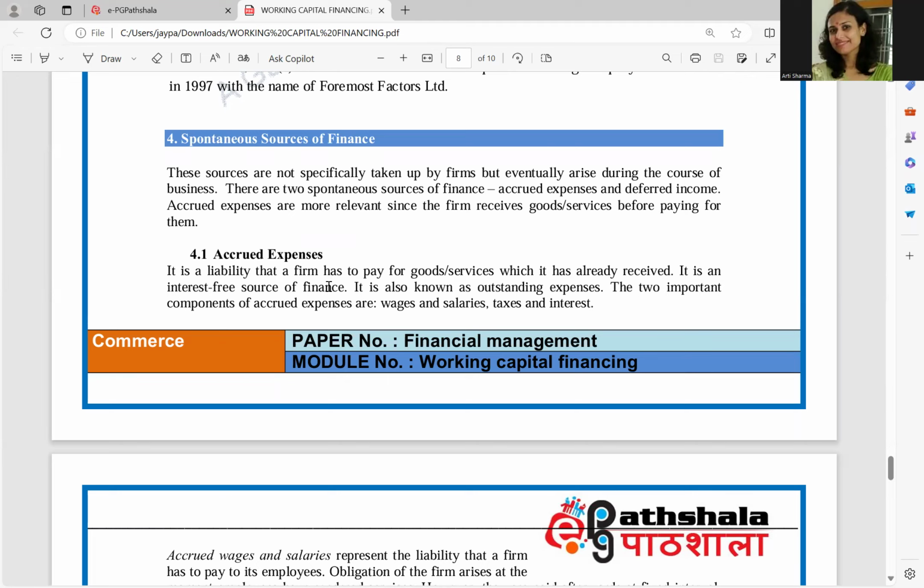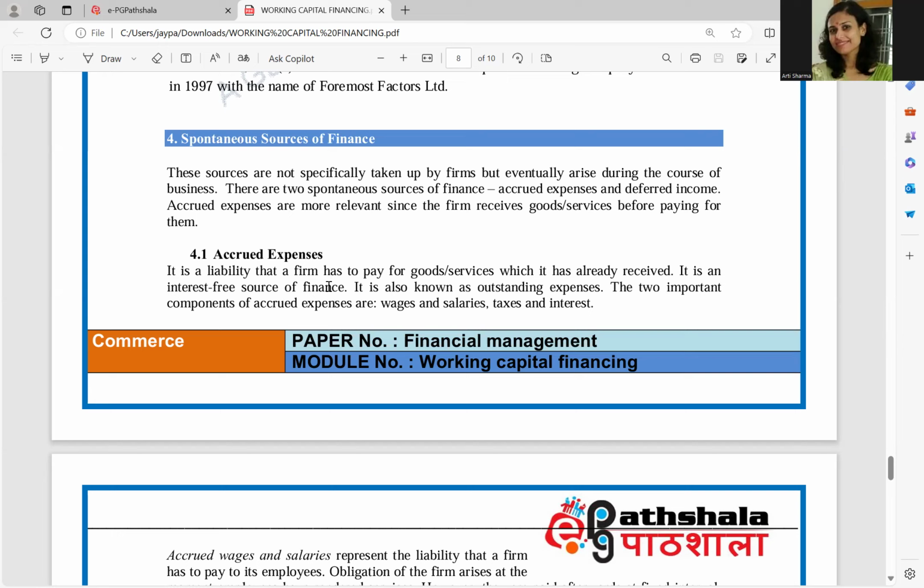And these may include the wages and salaries of the employees, because there is a practice in small firms that they don't pay the salaries or wages to the employees on the first day of the month, but they may pay after 1 week on the 7th or on the 10th date of the month. So for that 1 week or 10 days they can get some interest, and that may further create some kind of source of finance for them.